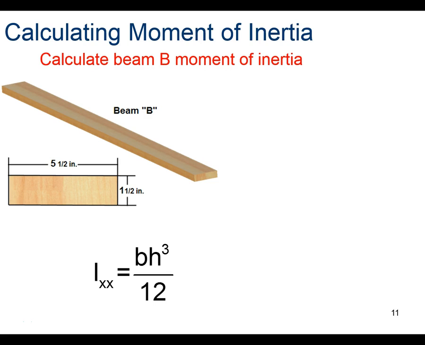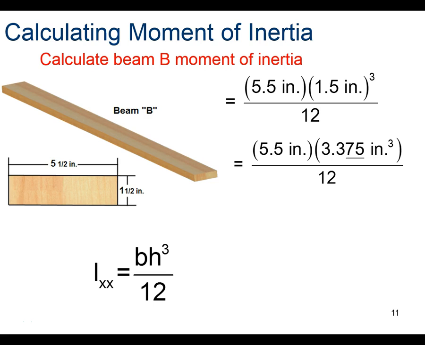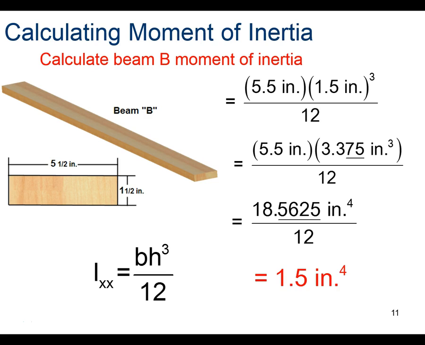Now let's do the same for the plank. Notice this time how the base is wider than the height. So when we substitute into the equation, the numbers for the base and the height will swap compared to the previous calculation. This time the base is 5½ inches and the height is only 1½ inches cubed. Cubing the height gives us 3 3/8 inches cubed. And when we multiply that by the base, we get 18.5625 inches to the fourth. After dividing by 12, we find that the area moment of inertia for beam B is about 1½ inches to the fourth.